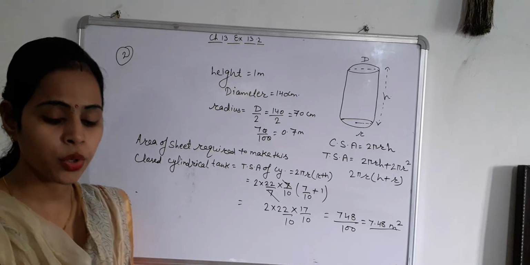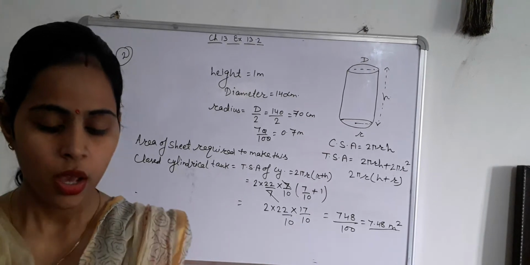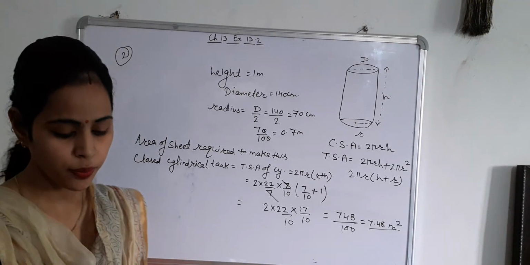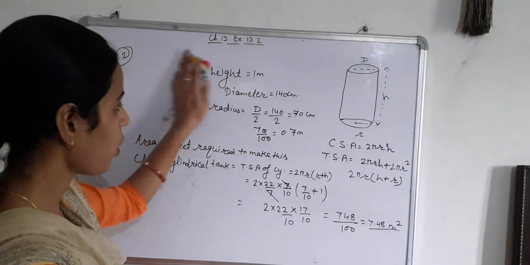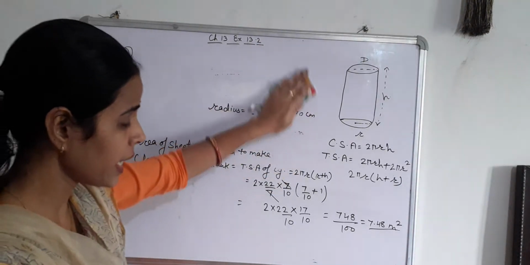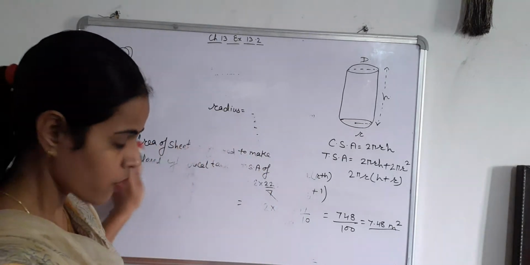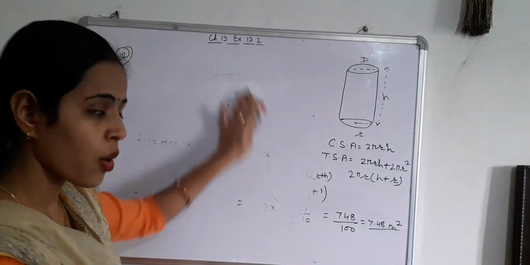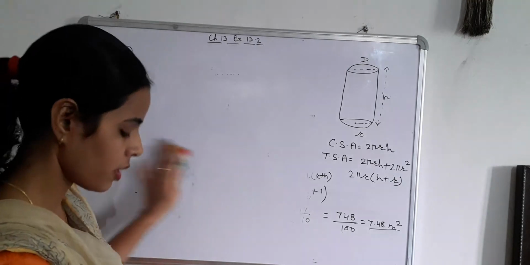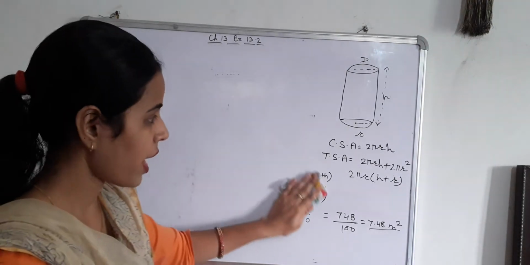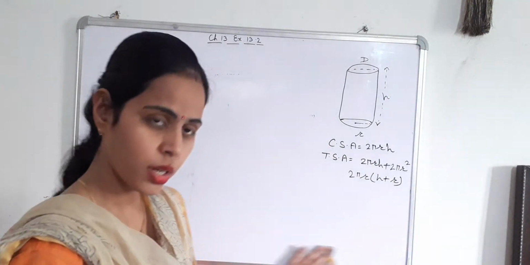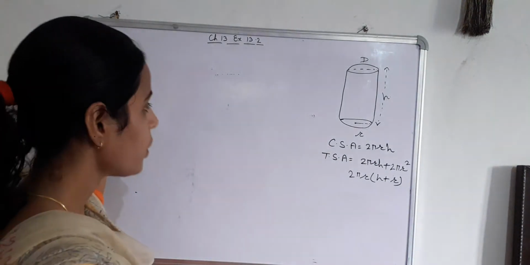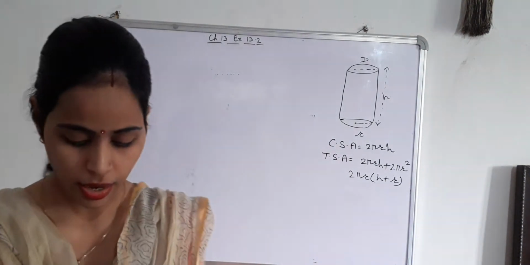Now we are going towards question number 3. Question number 3 is that a metal pipe is 77 centimeter long. The inner diameter of cross section is 4 centimeter and its outer diameter is 4.4 centimeter. Find its inner covered surface area, outer covered surface area and total surface area.